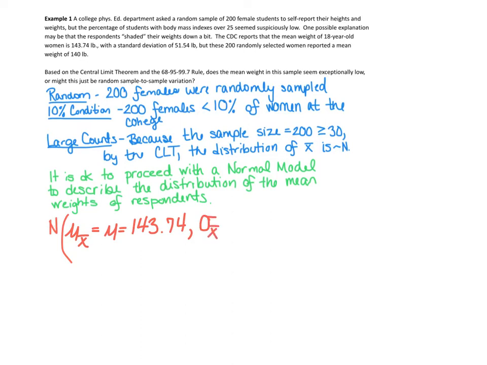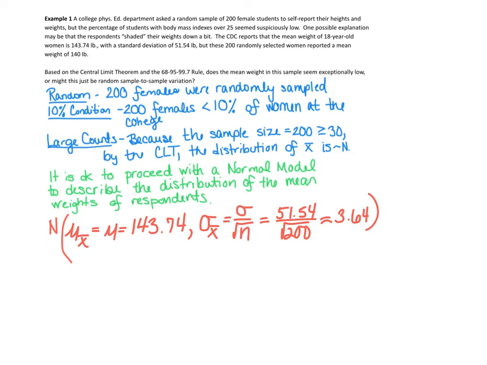And then we need our standard deviation of our sampling distribution. Okay, so this would be the distribution of all samples of size 200, what that standard deviation is. So that's equal to the population standard deviation divided by the square root of our sample size. We are told that's 51.54 divided by the square root of 200, and I get approximately 3.64. Okay, so I have my model with my parameters clearly defined and I show where I got those numbers.